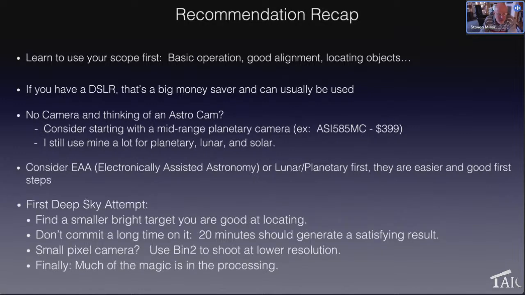If you are going to do your first deep sky attempt with the cameras, I would say make sure to find a small, bright target that you're good at locating already. And don't commit a long time on it. These Dobs gather a lot of photons quickly. So 20 minutes should get you a satisfying result as a first image. And then if you have a really small pixel camera, shoot it in lower resolution mode. They call that bin 2. That'll save you a lot of heartache and a lot of time stacking.